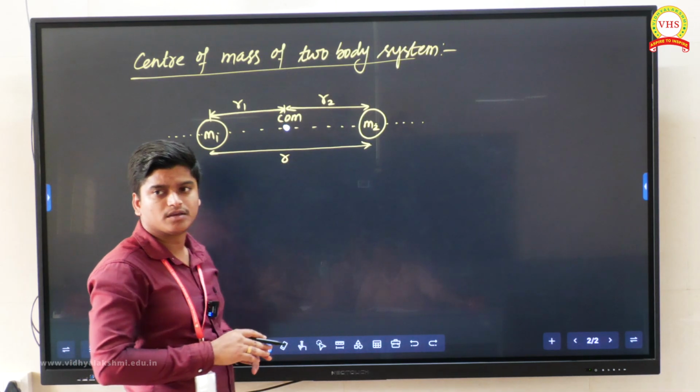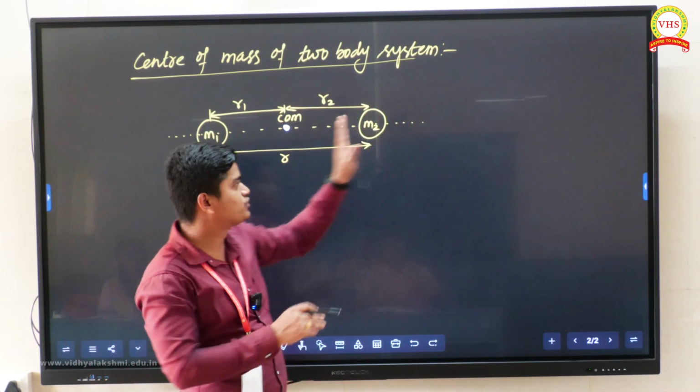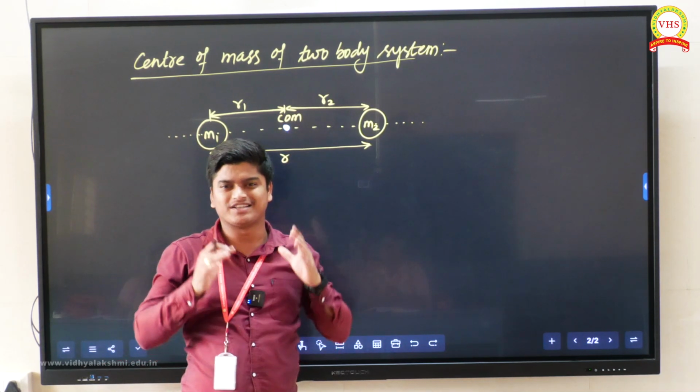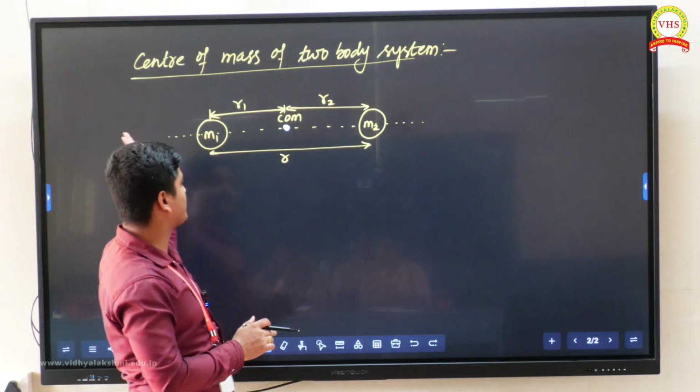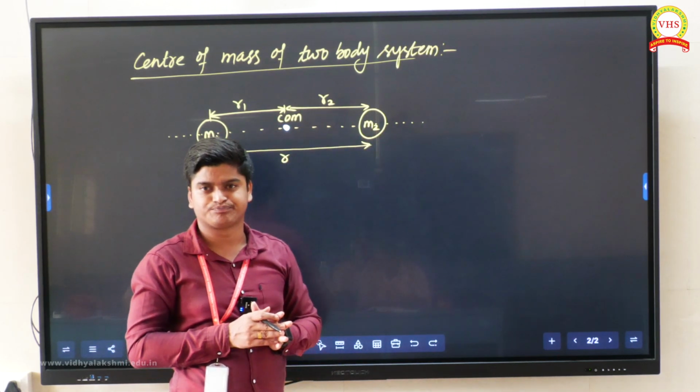See, you may ask, sir, where can you take the center of mass? If two objects are like that, somewhere in between the center of mass will be there. One general idea: I cannot take it here, I cannot take it there. Clear idea? So in the middle, in between them, I can take it.